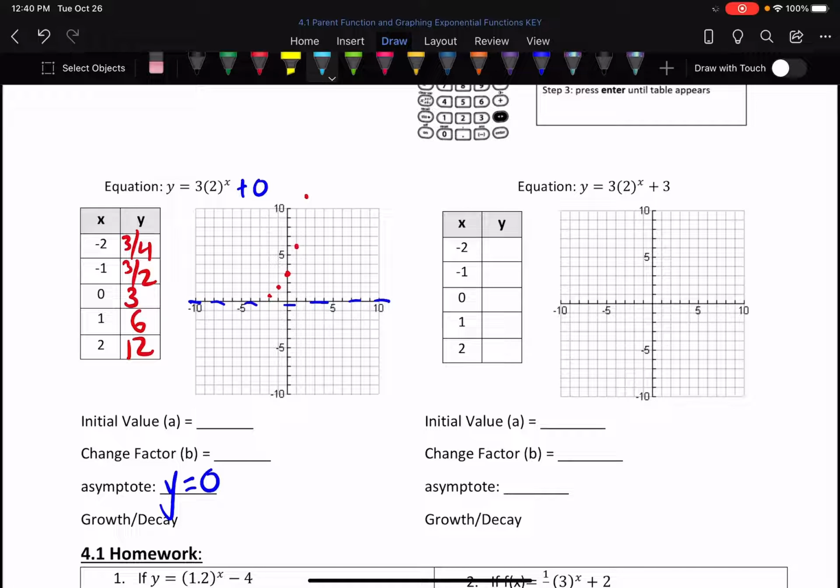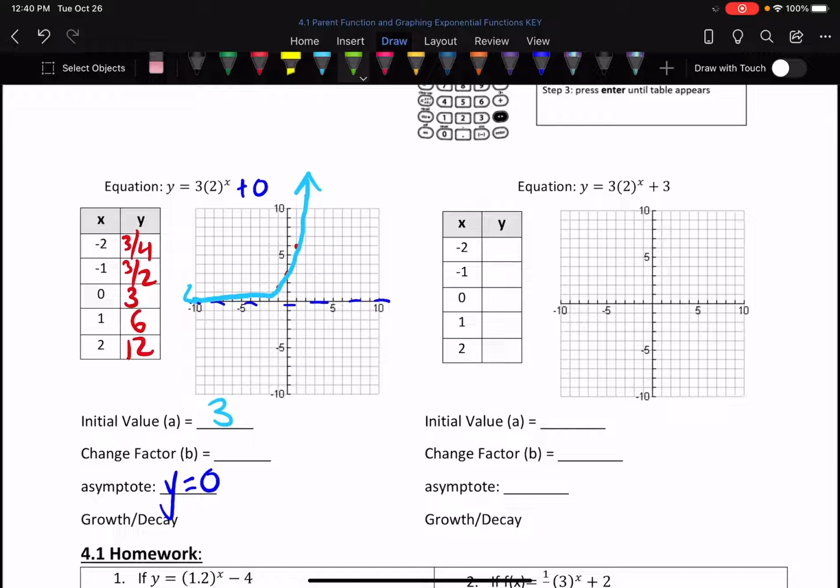So if I draw the rest of my graph, I know that it's going to be approaching 0, and then I can connect the dots here. My initial value, well, that's the number outside of the parentheses. So in this case, my initial value is 3. Guys, if you notice that, because your asymptote was at y equals 0, your initial value should also be your y-intercept, which is (0, 3). Your change factor in this case was 2. And because we had a positive change factor that is greater than 1, this is a growth function.